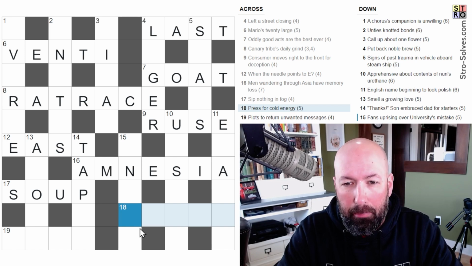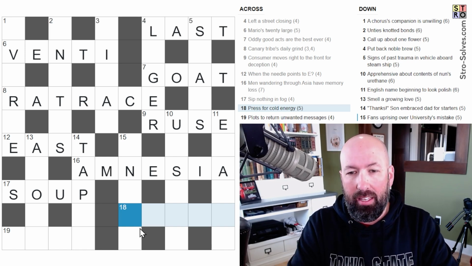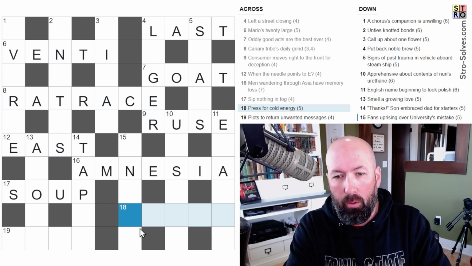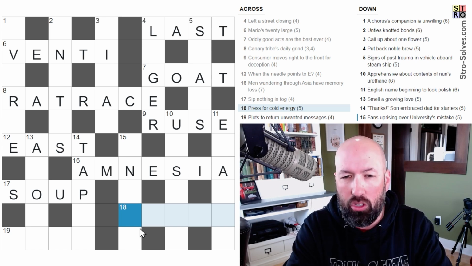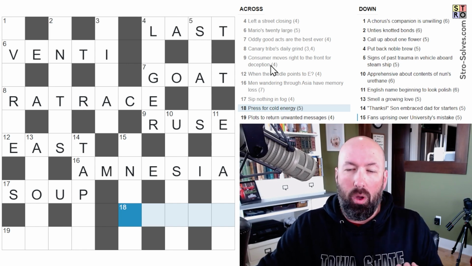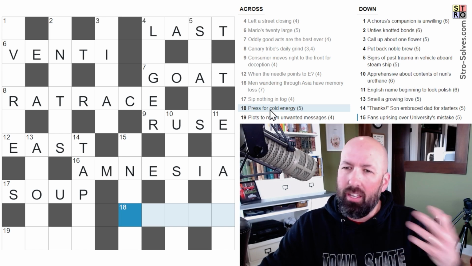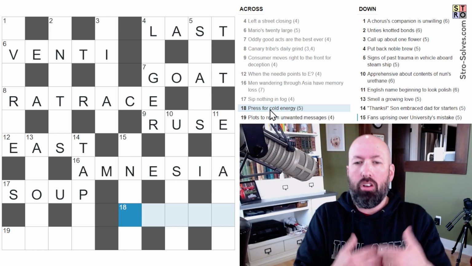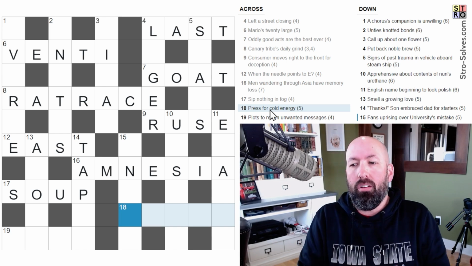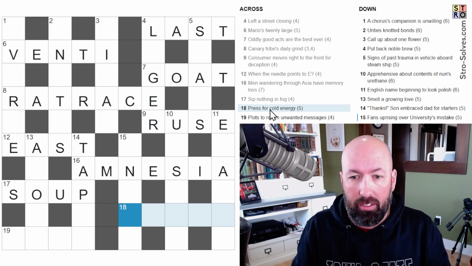So on to 18, press for cold energy. This one is, I think, fairly straightforward once you figure out what's going on. There's nothing too tricky going on here. Again, you've got to kind of know what words are commonly abbreviated. These aren't just random words that people decided could be abbreviated. They're words that are abbreviated in life, basically.